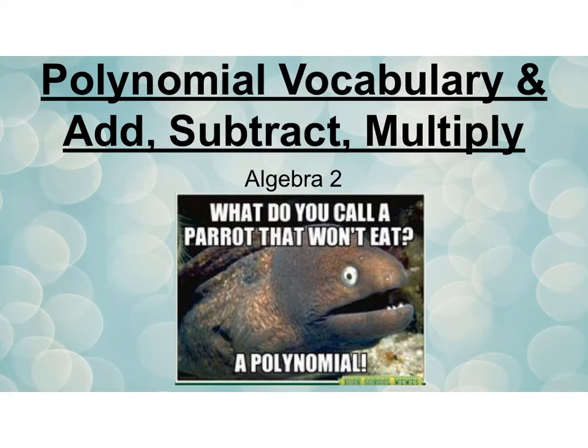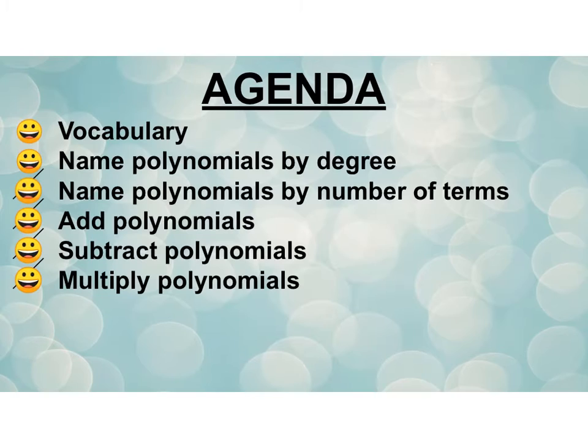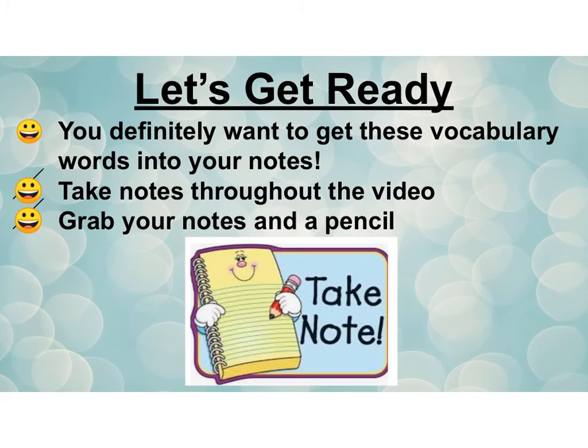Let's look at polynomial vocabulary with adding, subtracting, and multiplying. What do you call a parrot that won't eat? A polynomial. We're going to learn some vocabulary. We're going to name polynomials by their degree and number of terms. We'll look at adding, subtracting, and multiplying them. So let's get ready. You're going to need to take some notes with this vocabulary and do some problems along the way.